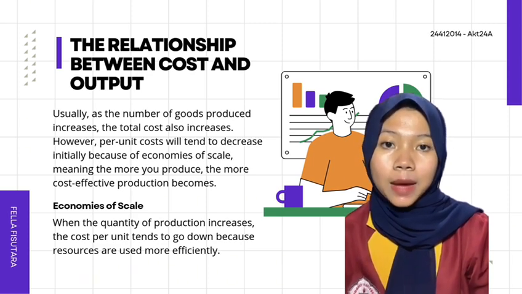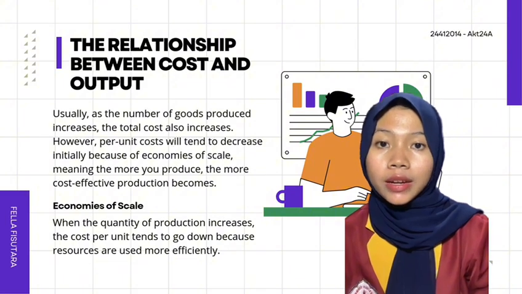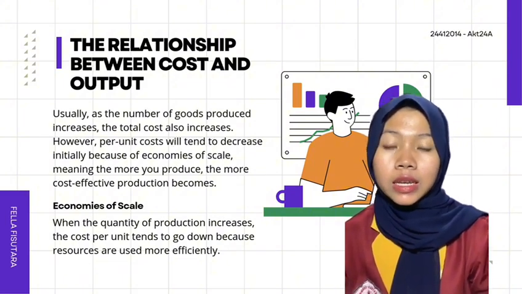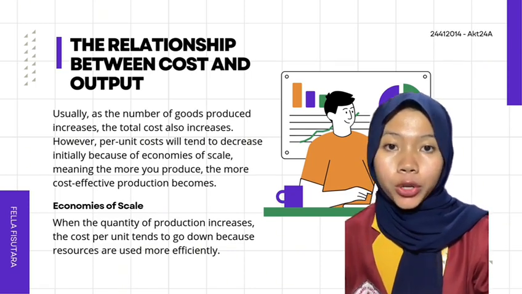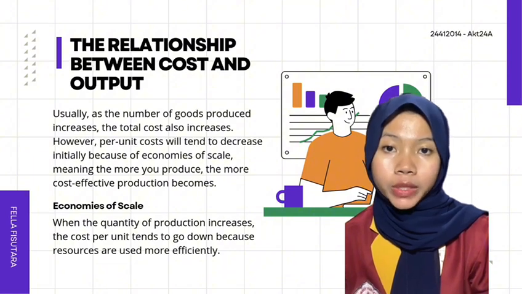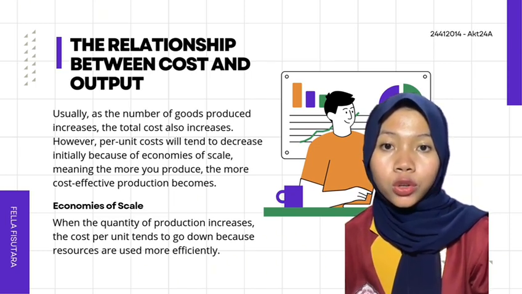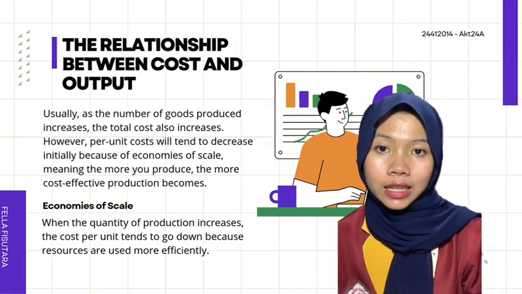The relationship between cost and output. Usually, as the number of goods produced increases, the total cost also increases. However, per unit cost will tend to decrease initially because of economies of scale, meaning the more you produce, the more cost-effective production becomes. Economies of scale. When the quantity of production increases, the cost per unit tends to go down because resources are used more efficiently.